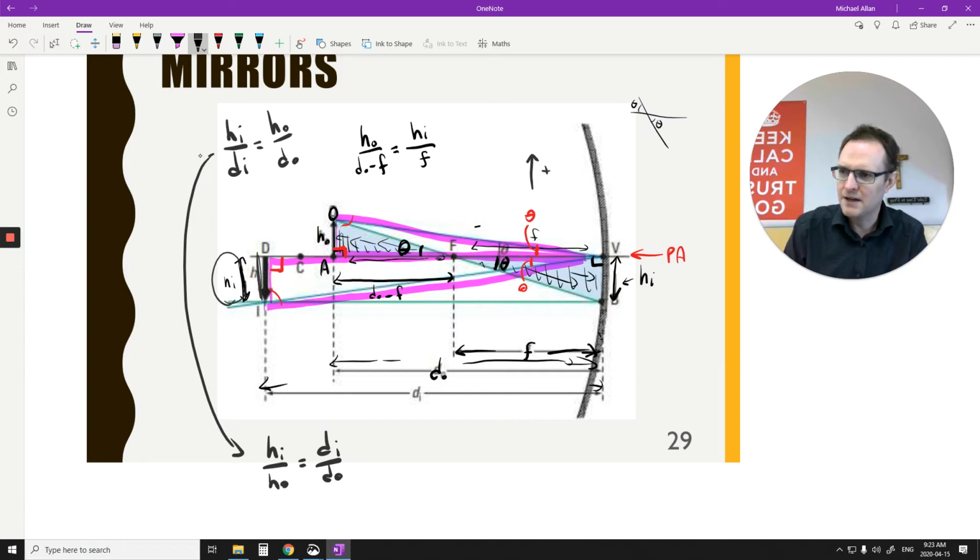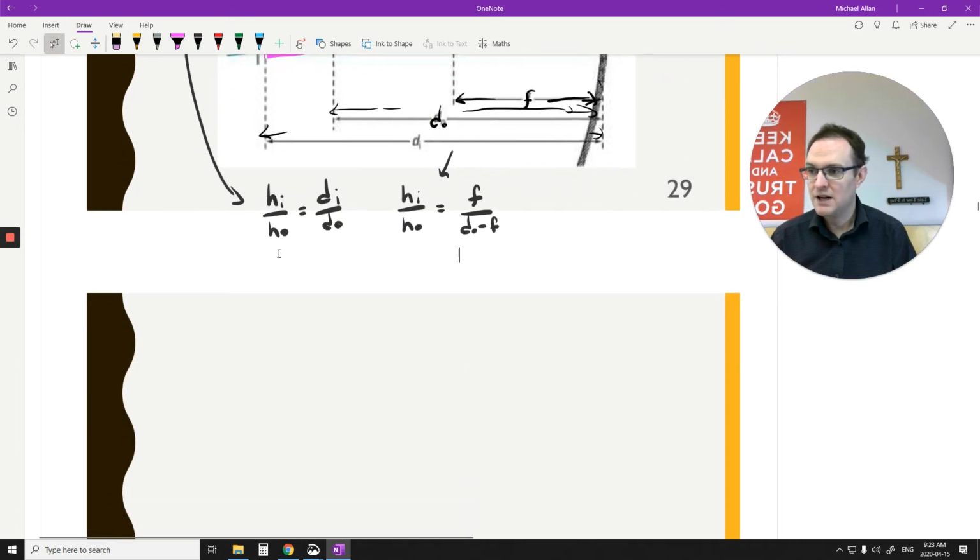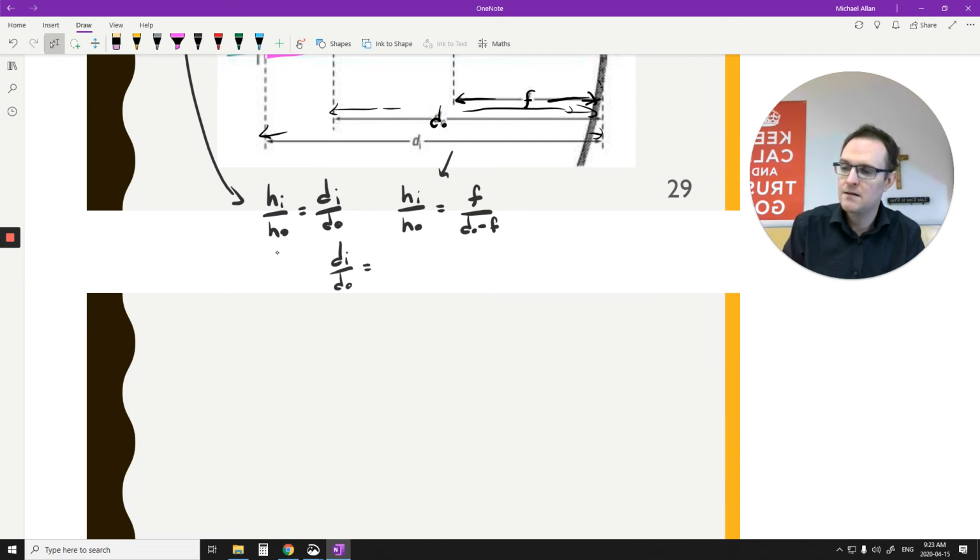Other things that we have here, let's see, we're going to take the other formula. I'm going to rearrange that for HI over HO. So this formula here, I'm going to rearrange here, HI over HO. So that means that I'm going to have F over DO minus F. Looking pretty good. Because they're both equal to HI over HO, I can make them equal to each other. Okay, so now they're equal to each other.